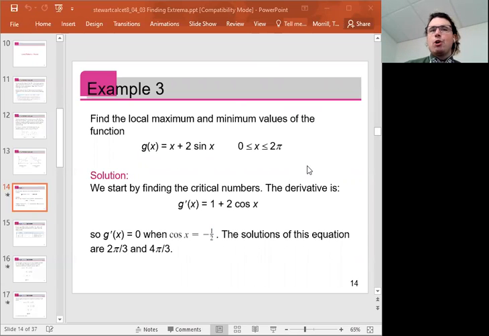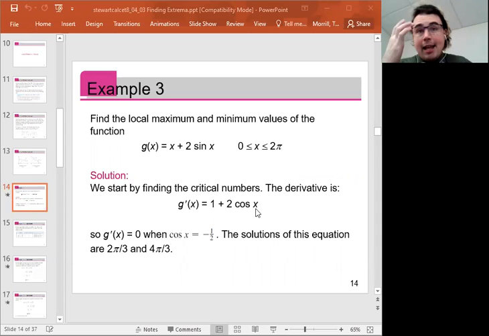So step 1, we're going to find all of the critical points. Critical points are x coordinates where the derivative is either 0 or undefined. So the derivative of this function, g prime of x, is equal to 1 plus twice the cosine of x. Okay? When does this derivative equal 0?